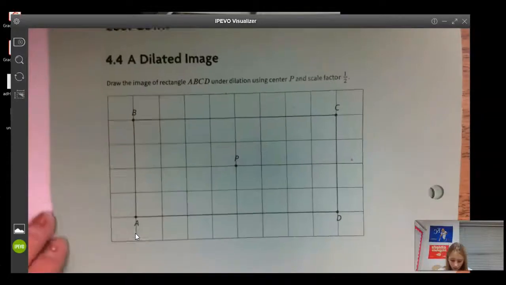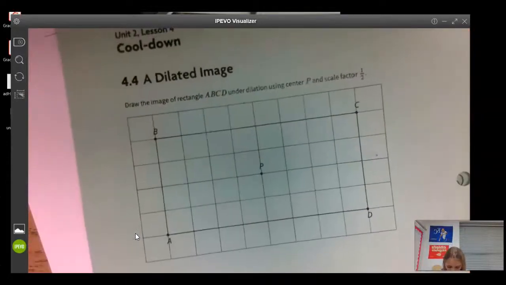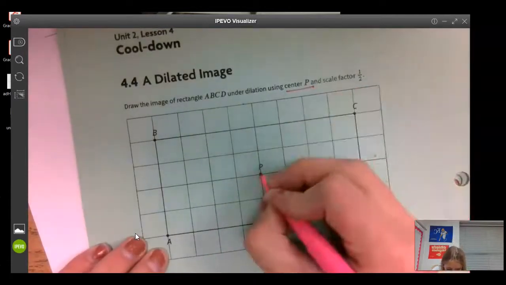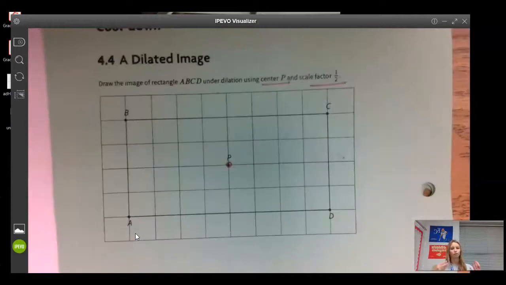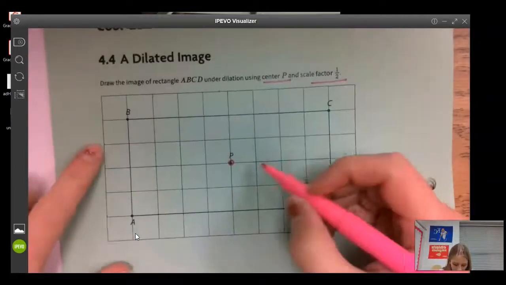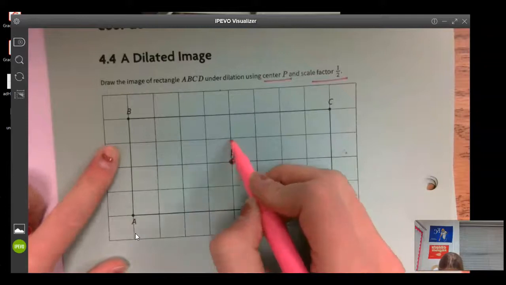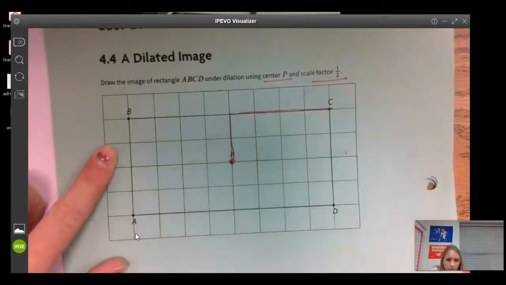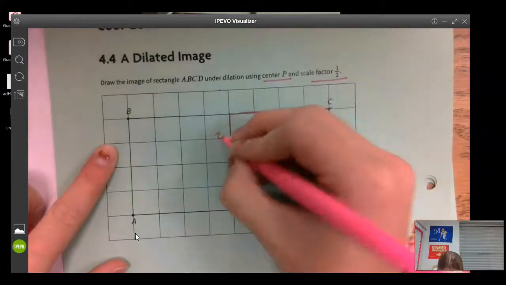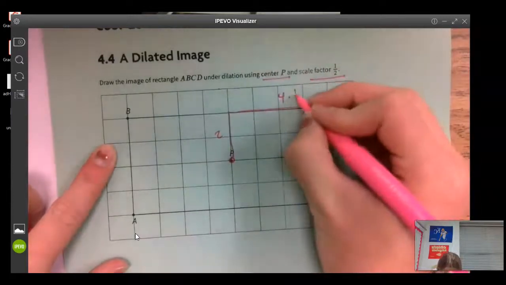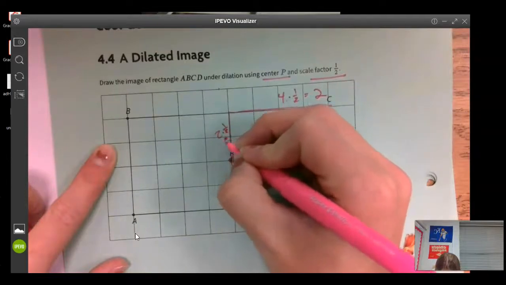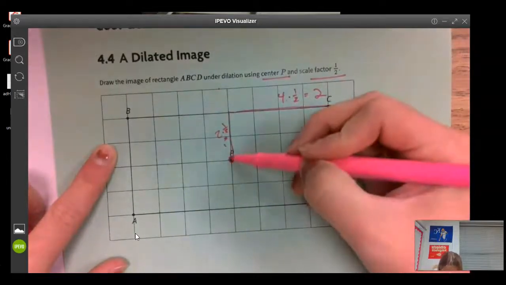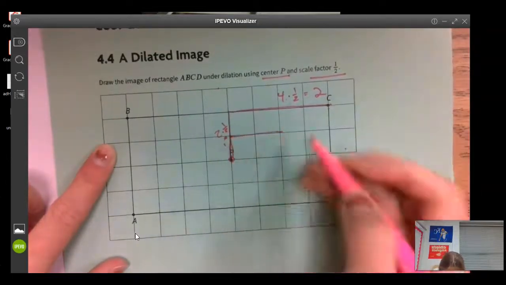Alright, now here we go. Draw an image of rectangle ABCD under a dilation using P as the center and a scale factor of 1/2. Once again, our scale factor is less than 1, so this is going to get smaller. So I'm going to find my original distances from each point, 2 and 4, multiply those by 1/2, and so now I'm going to go up 1 and to the right 2.